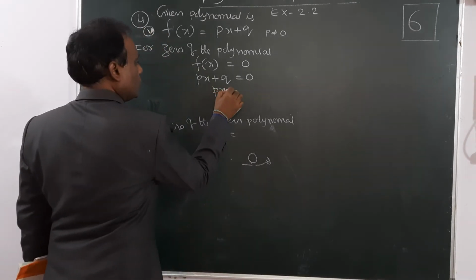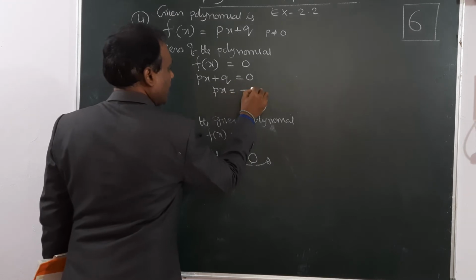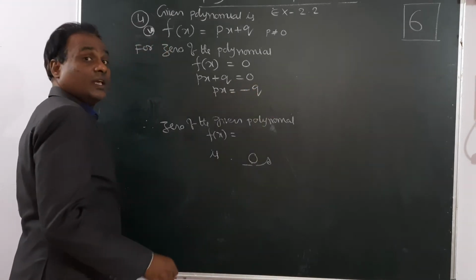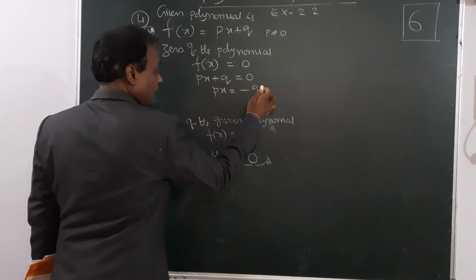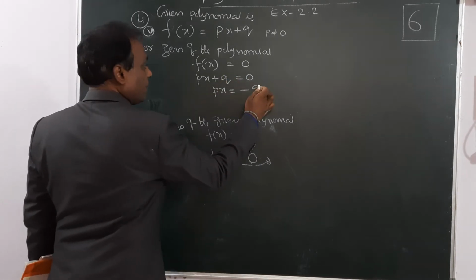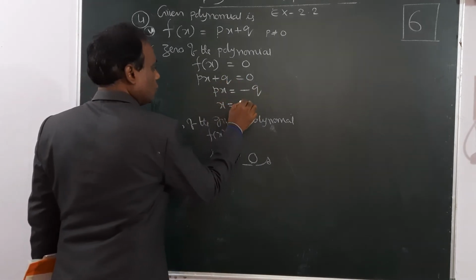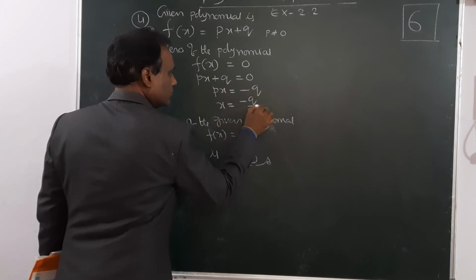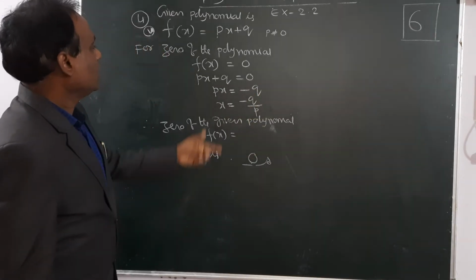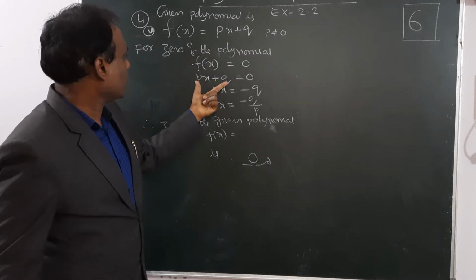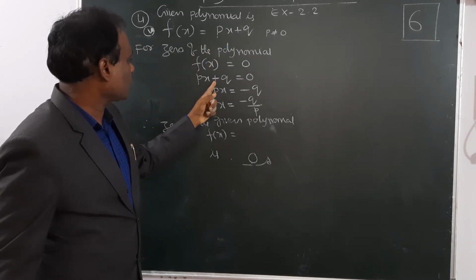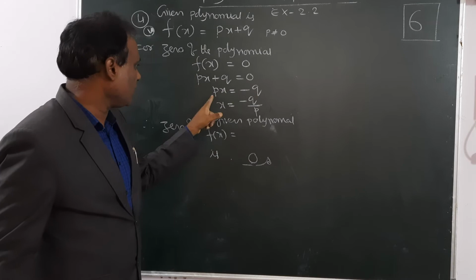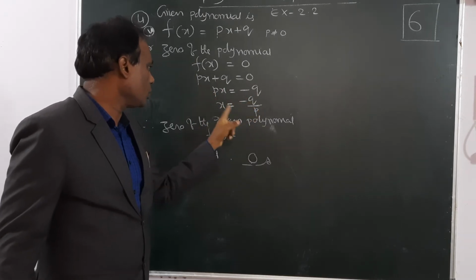px is equal to plus q, right side minus q. x is equal to minus q by p. This is the given polynomial px plus q. Plus q to the right side minus q. p will be in the denominator. Minus q by p.